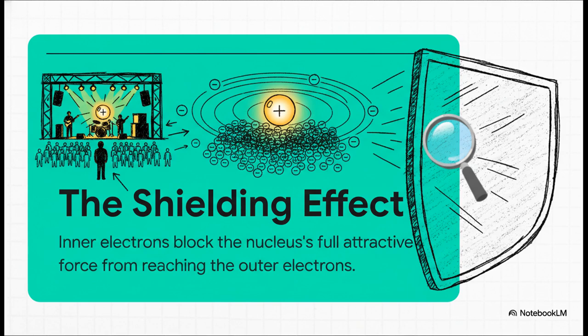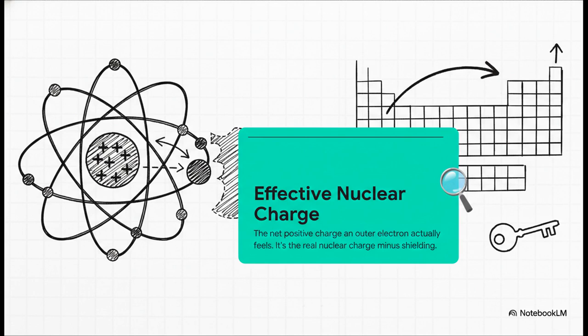But the big crowd of people right in front of you, those are the inner electrons. They're blocking your view. In the exact same way, those inner electrons shield the outer electrons from feeling the full attractive pull of the nucleus. So the whole thing boils down to this one crucial idea: effective nuclear charge. It's not the total charge of the nucleus, but the charge that an outer electron actually feels after you account for all that shielding from the inner electrons. This one value is the key to unlocking pretty much all the periodic trends.